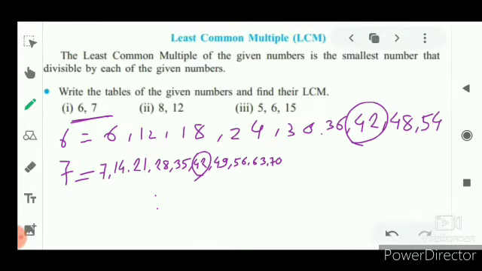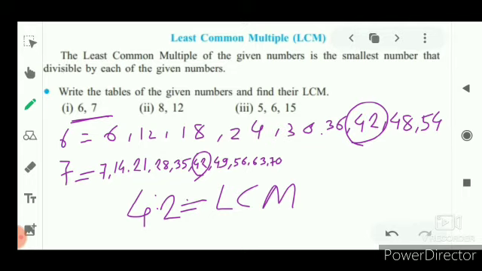Okay, so the smallest common multiple is 42. So 42 is the LCM of 6 and 7. That means that if we take the multiples of given numbers, then the smallest multiple in the list is called the LCM of the given numbers. Now let's see how to find the LCM of two given numbers.